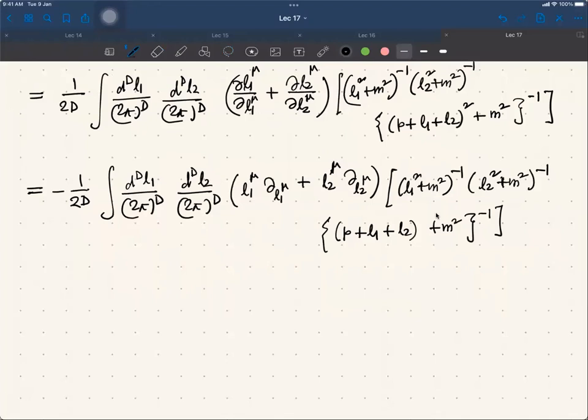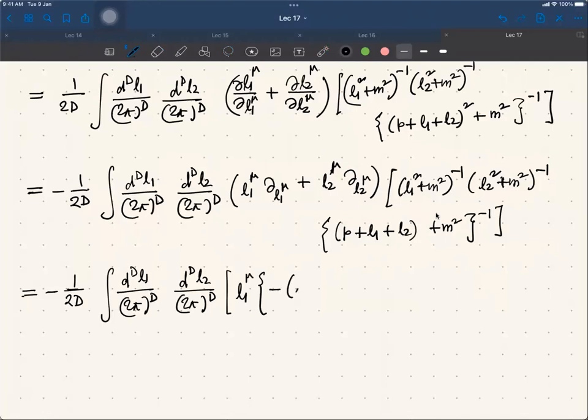So each of these derivatives will act on two factors. This is the L1 derivative. It will act on this factor and this factor. The L2 derivative will act on this factor and this factor. And so each one of them will give you two additive terms. So a total of 4 additive terms one should calculate. So let us calculate that L1 derivative.